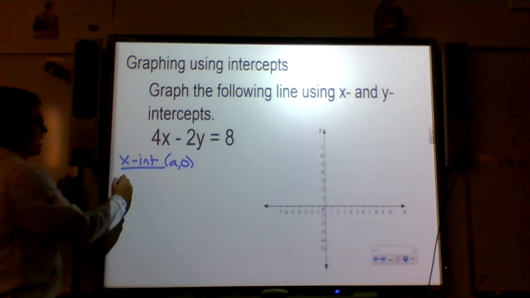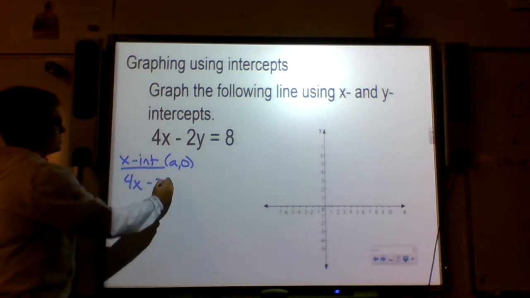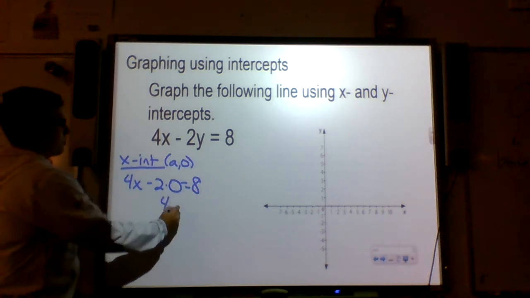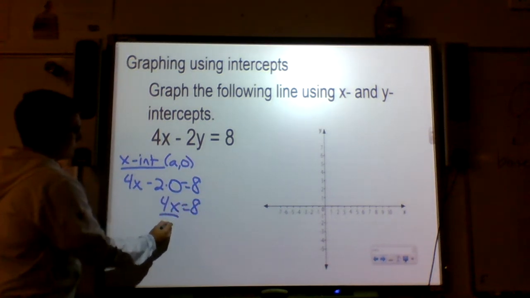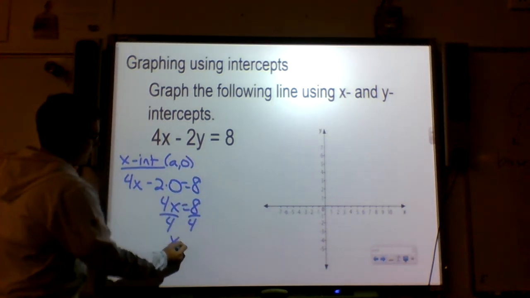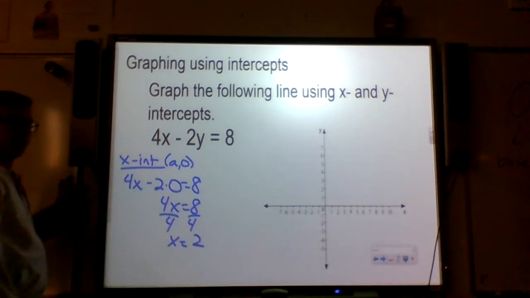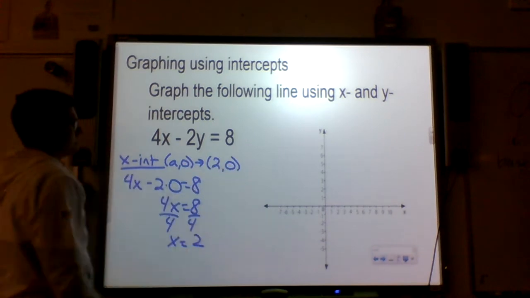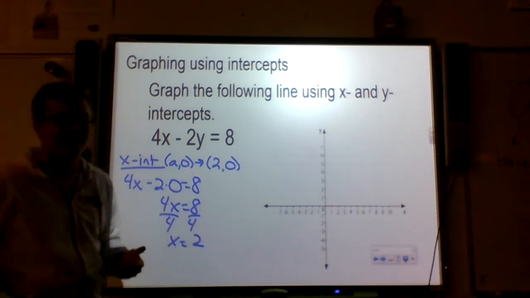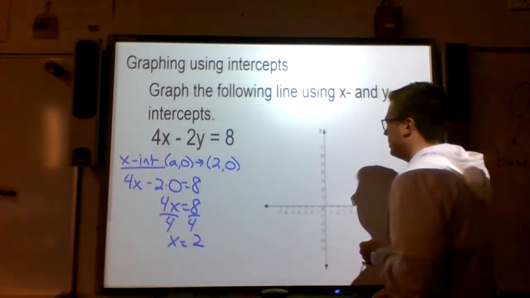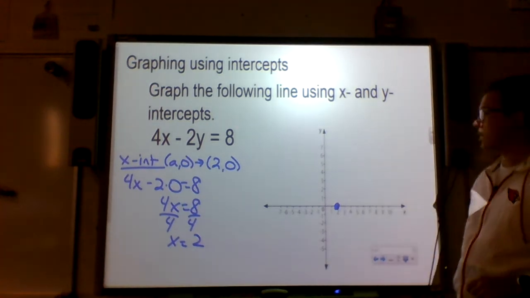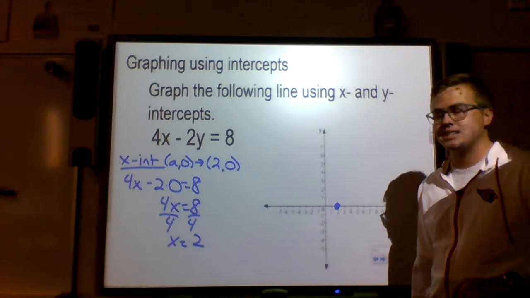So I'm going to plug in 0 for y. 4x minus 2 times 0 equals 8. 4x equals 8. Divide by 4. x equals 2. So that means my point is going to be (2, 0). So I'm going to go ahead and graph that on my graph here. I'm going to go 2 in the x, 0 in the y. Crosses that x-axis at 2.